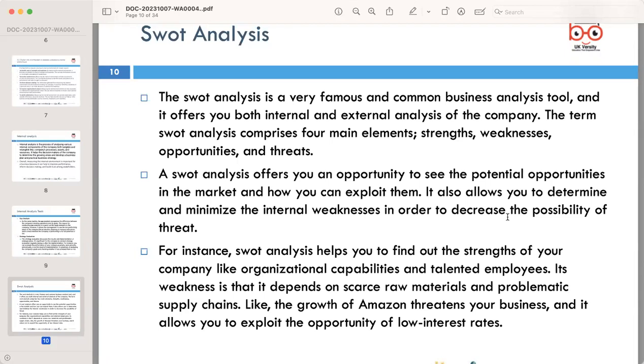Then the third one is opportunities, external factors in the market that can be exploited, such as low interest rates. The last one is threats, external elements like the growth of Amazon that pose potential risks to your business. So here he's talking about Amazon as well. For instance, Amazon's growth could be a threat to your business, but SWOT analysis helps you identify these threats and exploit opportunities like low interest rates.